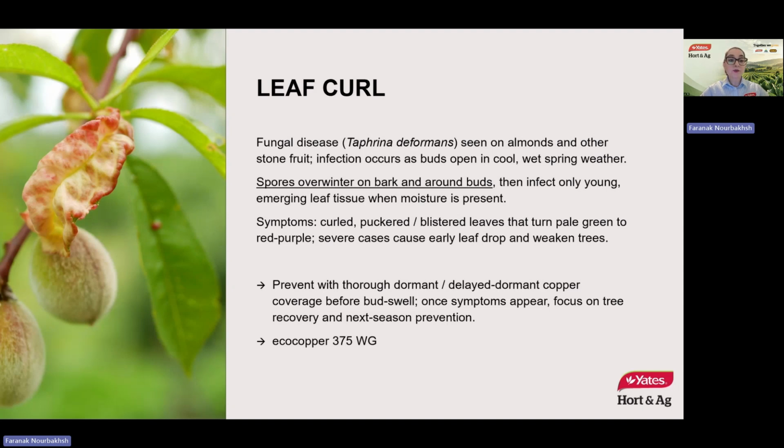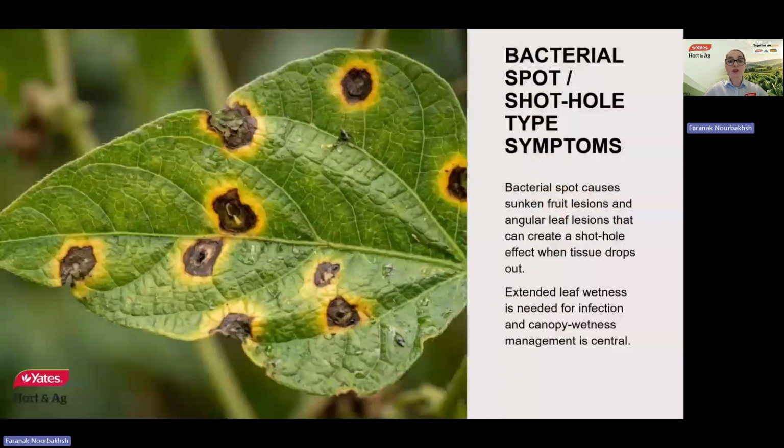Symptoms are curled leaves with reddish and purplish color, as you can see in the photo. As I said, the best preventive action would be applying copper-based fungicide during dormancy, and then it reduces the disease pressure during the growth stage. At Yates Horton Ag, we have a copper-based organic certified fungicide that we will discuss later. The name of the product is Eco Copper 375WG.